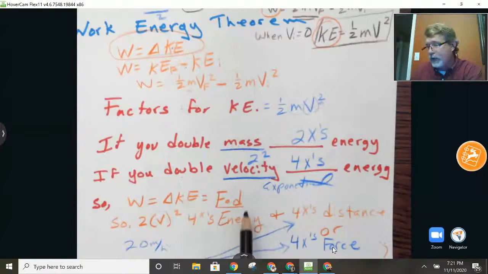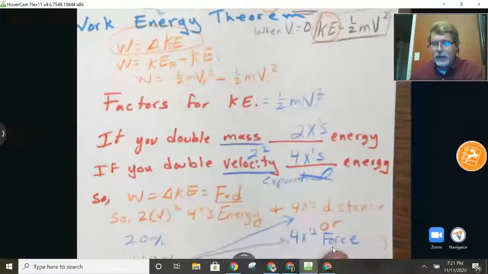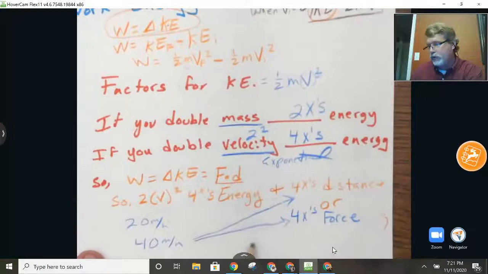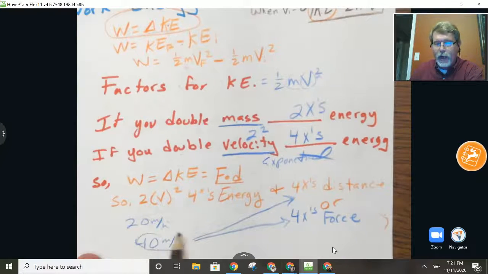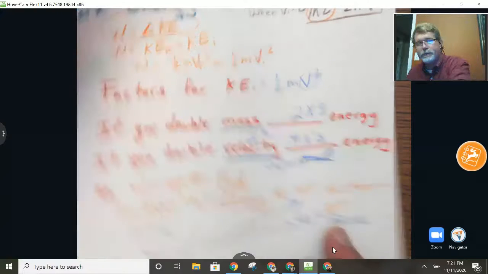So basically what we're saying is, if you double the velocity of an object, 2 squared becomes 4 times the energy, which means it's going to take 4 times the distance or 4 times the force to stop. So 20 miles per hour compared to 40, a 40 mile per hour car would take 4 times the distance or 4 times the force.